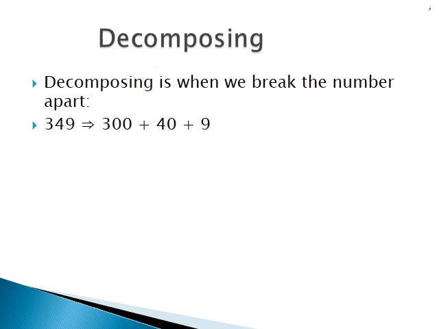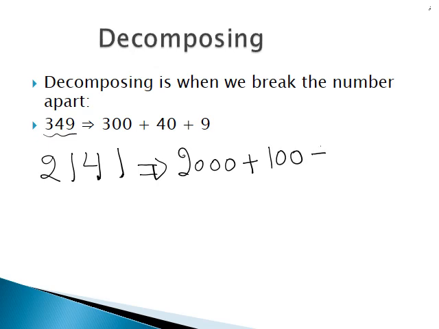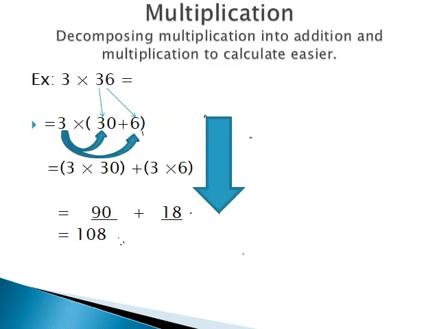Decomposing is obtained when we break the number apart. Here we have 349. Or write a number in expanded form. Let's take another example, 2141. Decompose or write in expanded form. So it's 2000 plus 100 plus 40 plus 1. Here we have the expanded form. Decompose, write in expanded form.